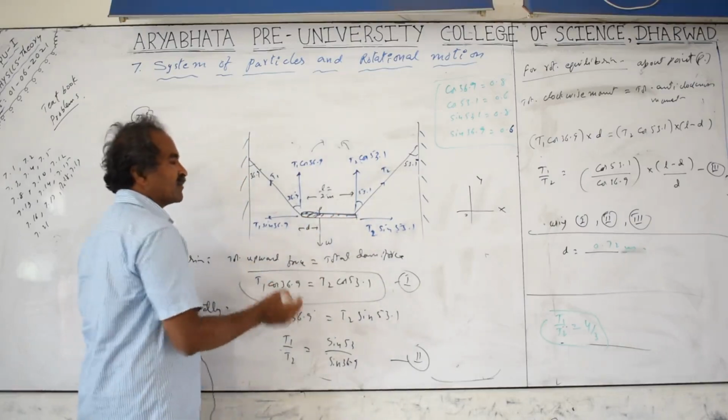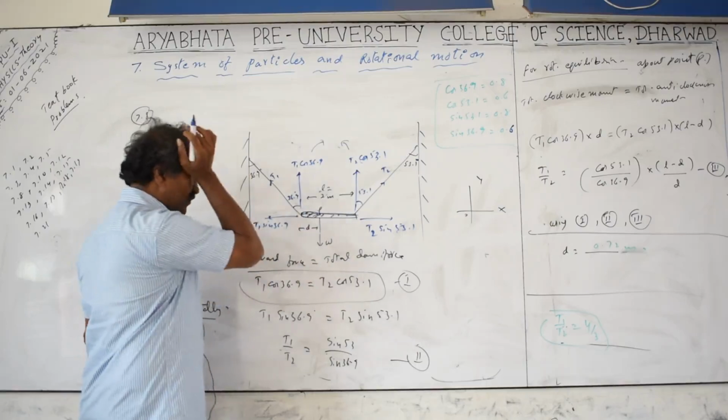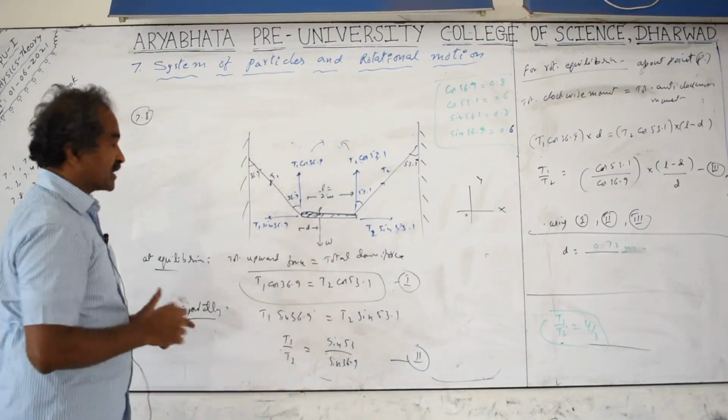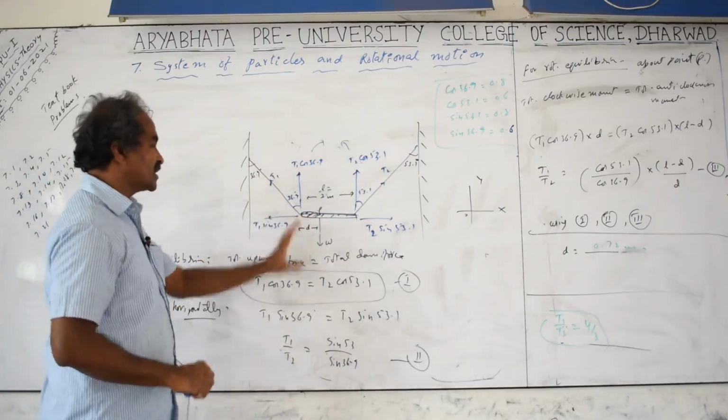Instead of that, the problem may give you a light rod with some weight hanging here, and you have to find that weight's position. Sometimes they will ask you the weight, sometimes they will ask you the distance d. If they give the d, they may ask you the weight W.